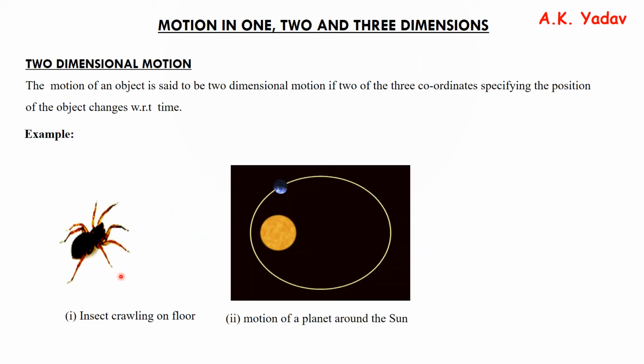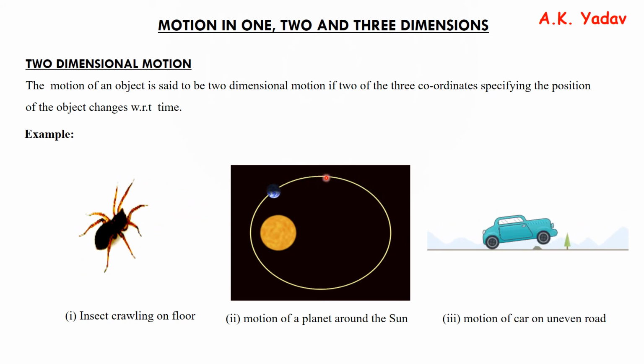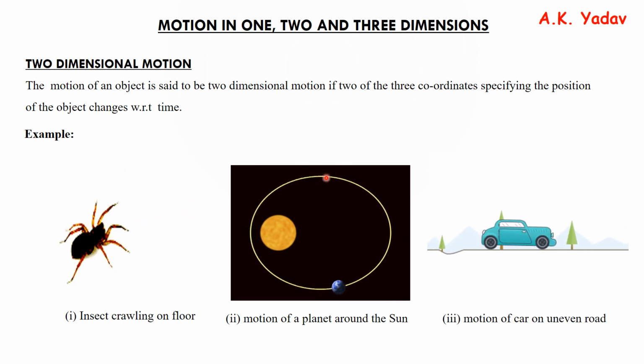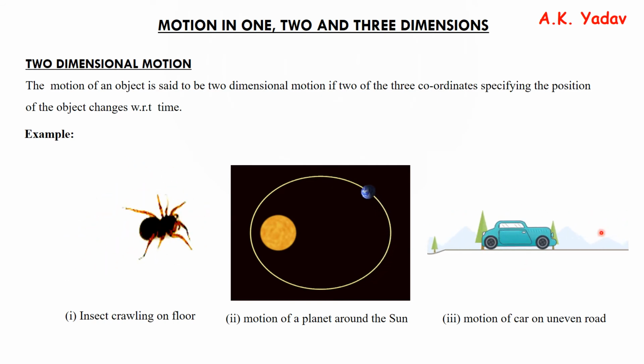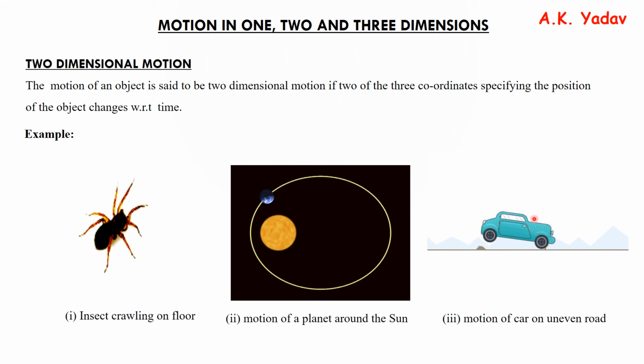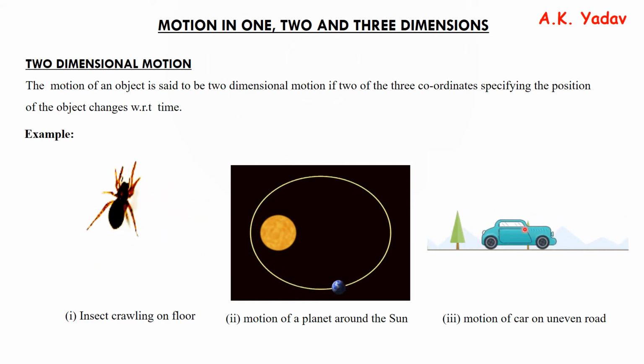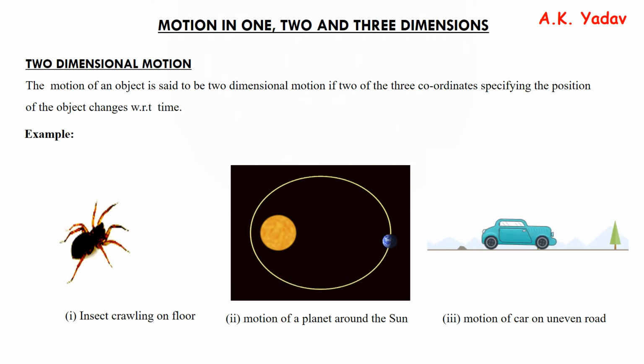The motion of a planet around the sun. Now here you can see the planet moves around the sun in a circular or elliptical orbit. So only two of the three coordinates are changing. That's why it's a two-dimensional motion. Now this is interesting. Motion of a car on an uneven road. So you can see along the x-axis it is changing, but because of this unevenness along the y-axis also it's changing. That's why it's a two-dimensional motion.